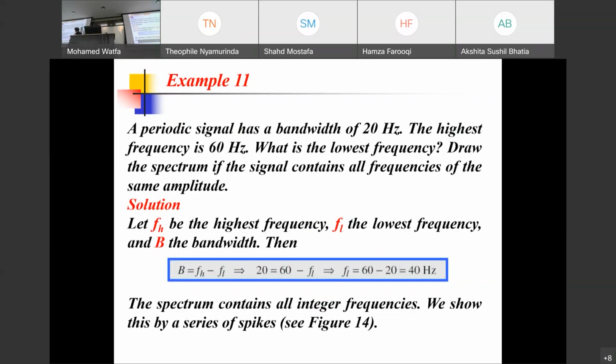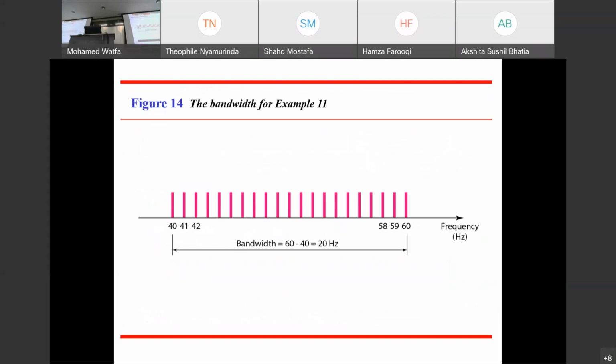So what's the lowest? And about the spectrum, same thing. It's not rocket science yet. The highest is 60, and I know the bandwidth is 20. So the lowest would be 40. The same thing, it's periodic. Periodic meaning I have spikes. We good? Yeah? Okay.